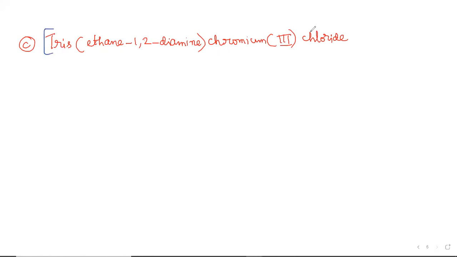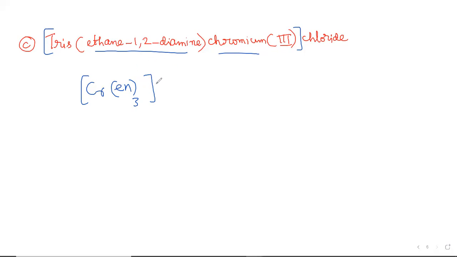So if you see the name up to the Roman number, chromium is the central metal. So in the coordination sphere the central metal is chromium, Cr. And this chromium is linked with en. En means ethane 1,2-diamine, a bidentate ligand. There are 3 ligands. As all 3 are neutral, the chromium charge is the +3 oxidation state.